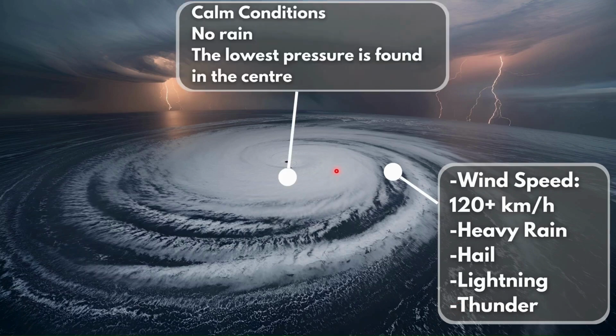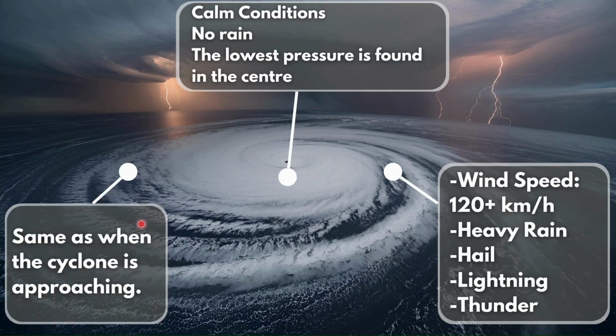We then look at the weather that is found in the eye, right, in the center. This will be calm conditions, there will be no rain, and the lowest pressure will be found in the center. So why is that? This is because the upward spiraling movement of air will create an artificial wall around the center. Now that wall will prevent any surface air from rising and cooling, and because of that there will be no condensation that will occur, and if there's no condensation occurring, then there will be no clouds or rain produced, right?